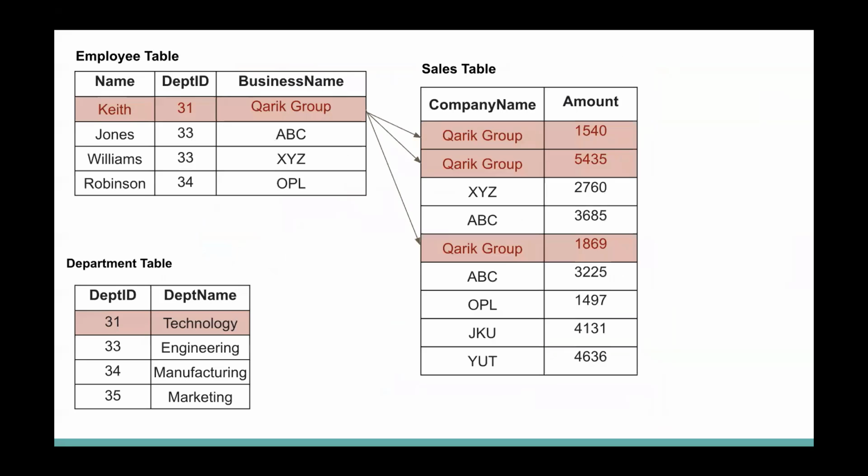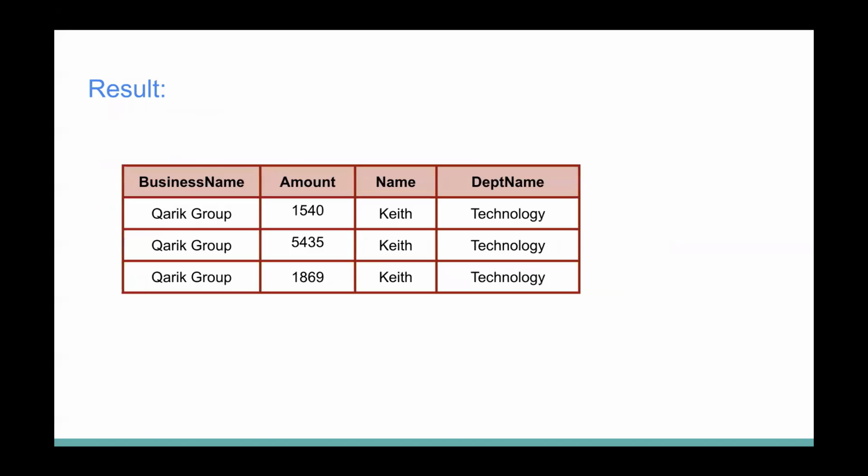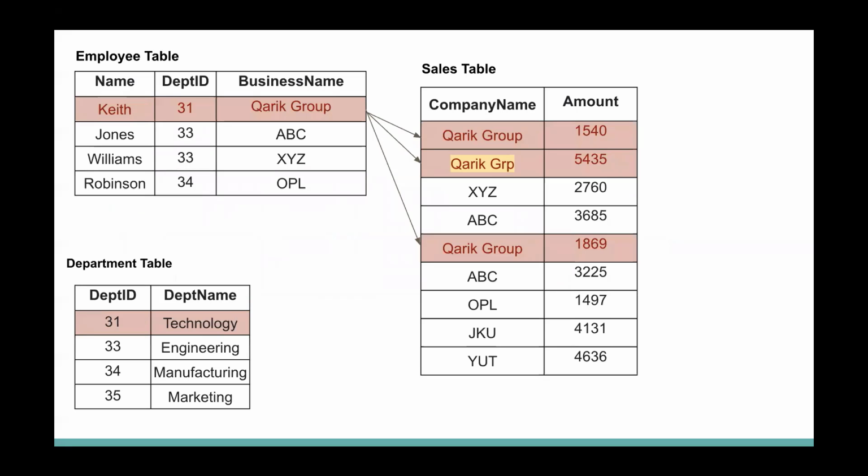Now let's look at the sample database and tables associated with it. If we need information about Carrick, then highlighted data is what we are looking for. The SQL join statement will look like this. Now, the result from the SQL will be, it was a fine journey so far.